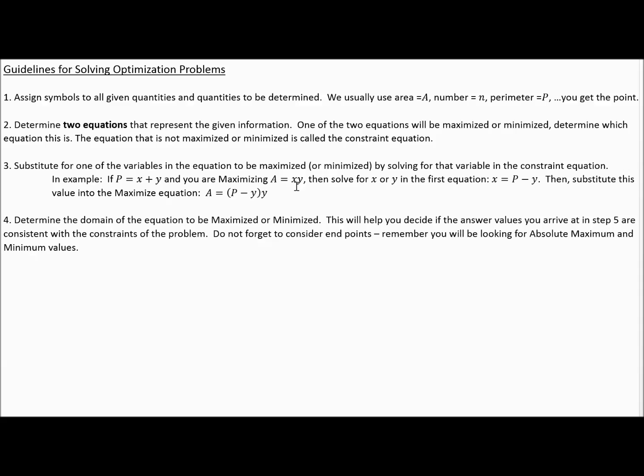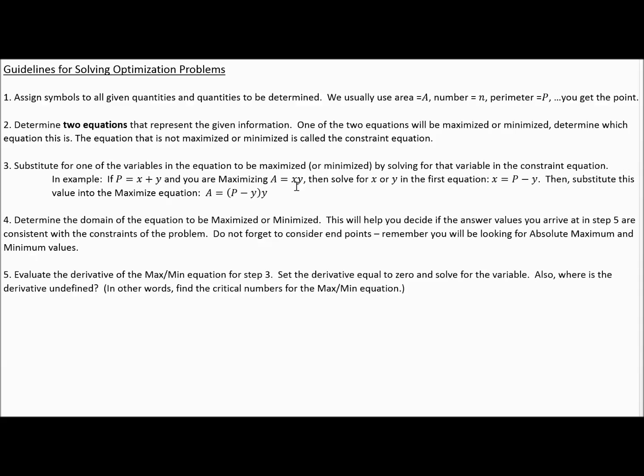Step 4, determine the domain of the equation to be maximized or minimized. So after you do that substitution, you want to look at the domain of that particular function. Notice it says this will help you decide if the answer values you arrive at in step 5 are consistent with the constraints of the problem. You're going to have a domain. It says do not forget to consider endpoints because you're looking for absolute maximum and absolute minimum. So that domain is going to be important when you think about endpoints of your function.